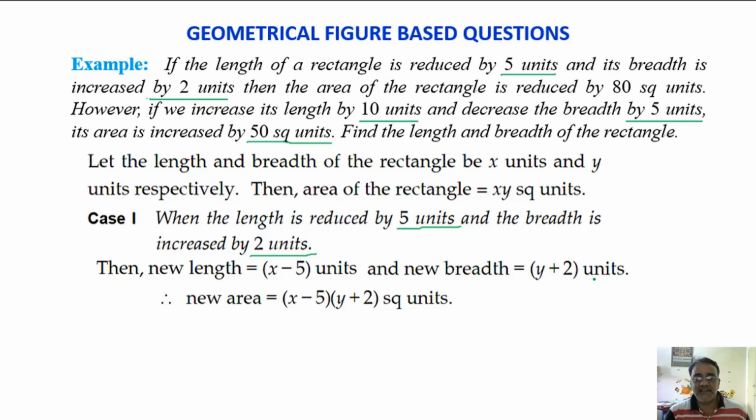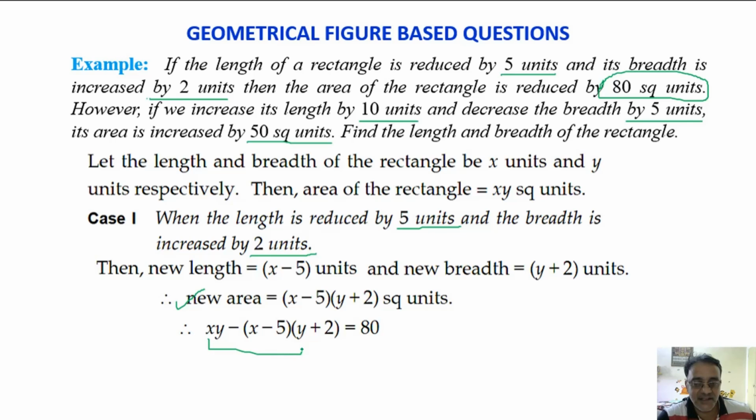New area will be x minus 5 into y plus 2, and this new area is lesser than the original area by 80 square units. Whether that statement is clear? So xy is the original area and this is the new area. If you subtract these two, you will get 80. Whether this statement is clear? Yes, sir. Okay.